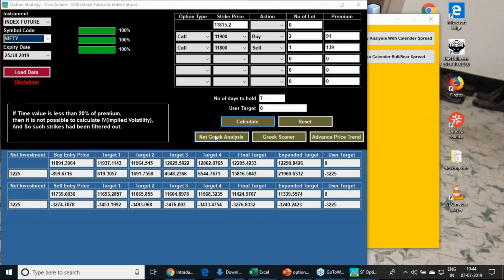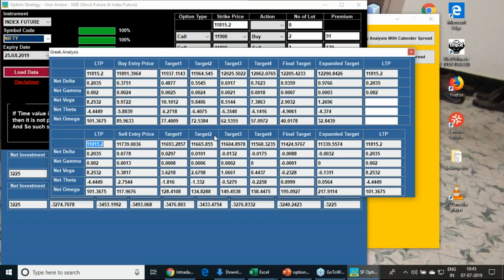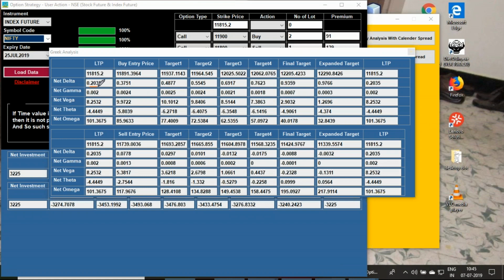Now I will be going for the Greeks front. Very carefully listen to this. Greeks front, net delta 20%, pretty good. I have a theta decay of 4 rupees per day, meaning 4 rupees, 4 rupees, 8 rupees I will be losing on the call options, and 4 rupees I will be gaining on this net basis. So 4 rupees I will be gaining from the selling side.